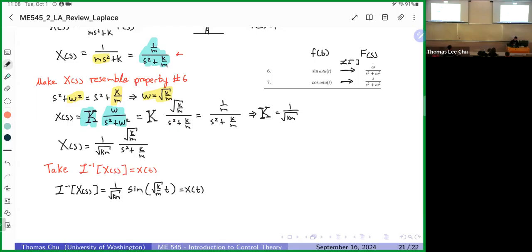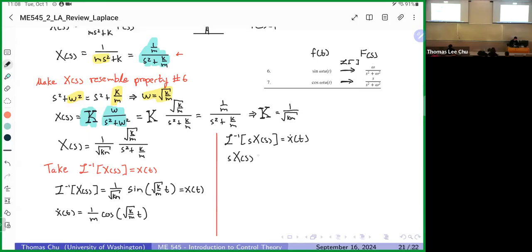Now, if we were to find x dot of t, we can just take the derivative, and that's just going to be 1 over m cosine of root k over m t. But if we were to do it using the other method, where we take the inverse Laplace transform of s multiplied by x of s, that's going to get us x dot of t. So let's do that. So s x of s is going to be equal to 1 over m multiplied by s divided by s squared plus k over m.